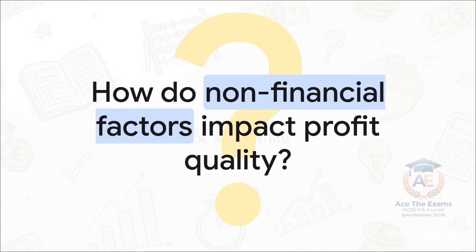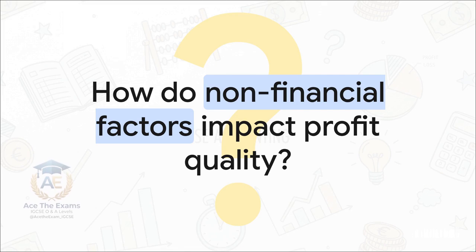To wrap up this explainer, we want to leave you with an A-star challenge question. I want you to look way beyond the pure math, pause, and really think. How do non-financial factors, things like staff morale, physical location, or market reputation, impact the true quality of the profit you just calculated? Seriously, a business might show a spectacular return on capital employed this year, but if staff morale is totally toxic, is that profit actually sustainable in the long term? Keep pushing your analysis further, folks.